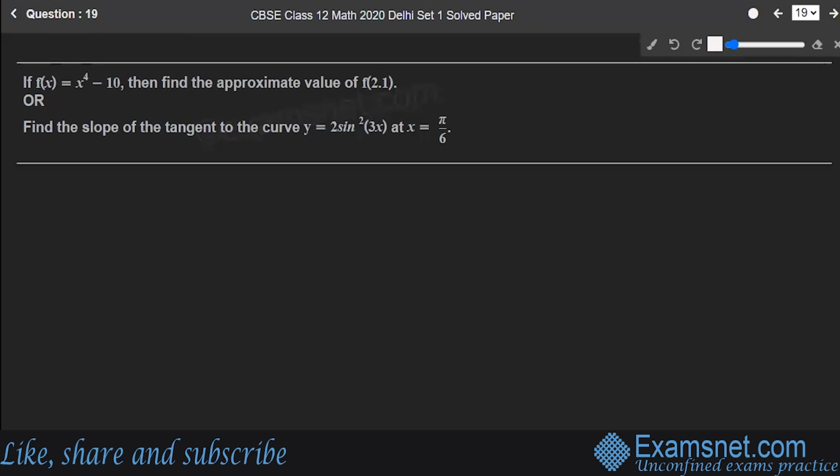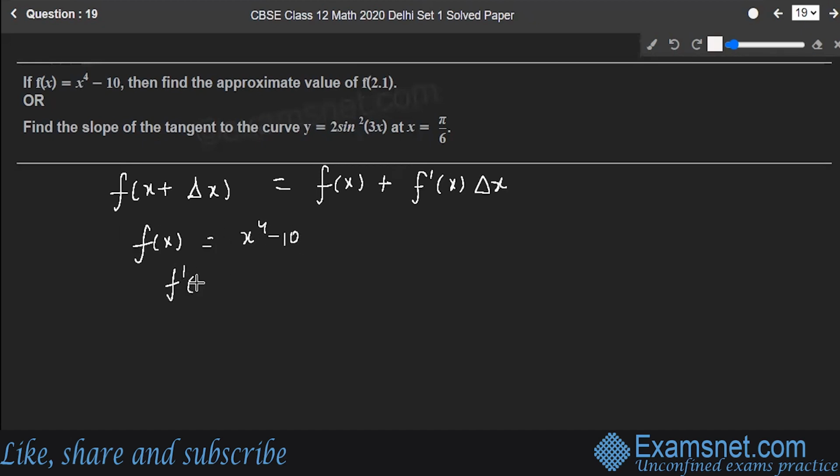Question number 19 says if f(x) is equal to x raised to power 4 minus 10, then you have to find the approximate value of f of 2.1. See, we have to find the approximate value. The function f(x plus delta x) can be written as f(x) plus f dash x into delta x. Here in the question f(x) is equal to x raised to power 4 minus 10, so f dash x will be equal to 4x cube. And you have to find out f of 2.1. So in this case, x is equal to 2 and delta x is equal to 0.1. Hope you understood this, right?